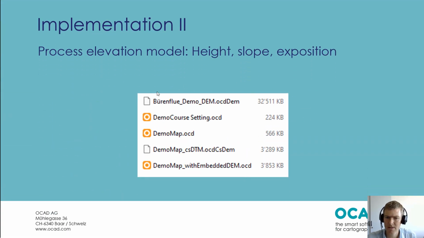You can see that here I have my map file, which is half a megabyte, and I have my digital elevation model, which is over 30 megabytes. And if I compress and optimize this digital elevation model, it has only 3 megabytes afterwards. And as I said, I can also embed this elevation model directly into the map, as you see here, and then the file size of the map of course increases, but it makes it easier to pass it to the course setters.